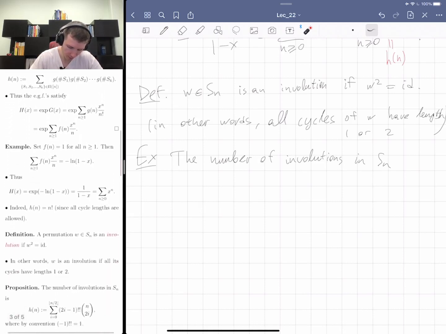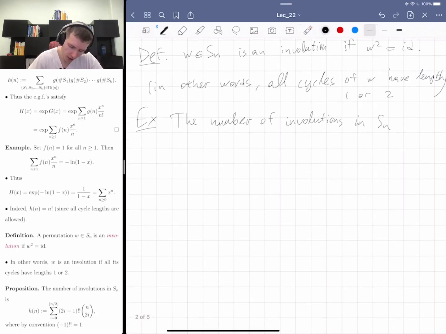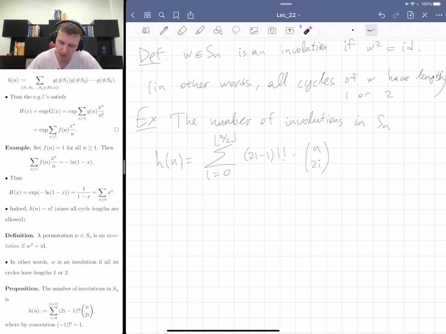So here is the claim. The number of involutions is equal to h of n, which by definition is the sum for i from 0 to the floor of n over 2 of (2i minus 1) double factorial times n choose 2i. So you take these binomial coefficients for all possible values of i for which this is non-zero, and then you take the corresponding double factorial, where there is only one problem, which is for i equal to 0, where I get minus 1 double factorial. And by definition, I'm just going to set minus 1 double factorial to be equal to 1.